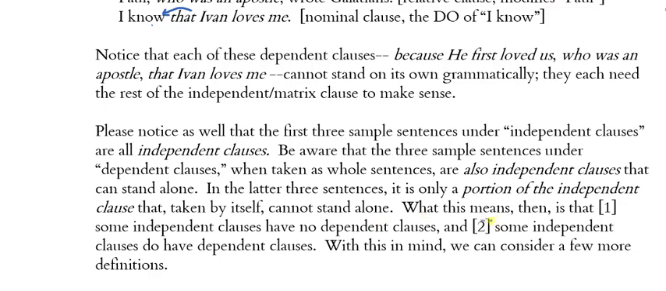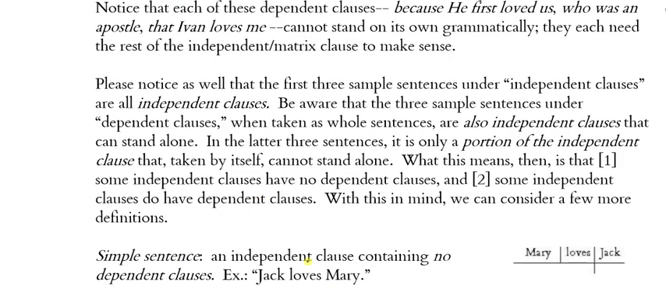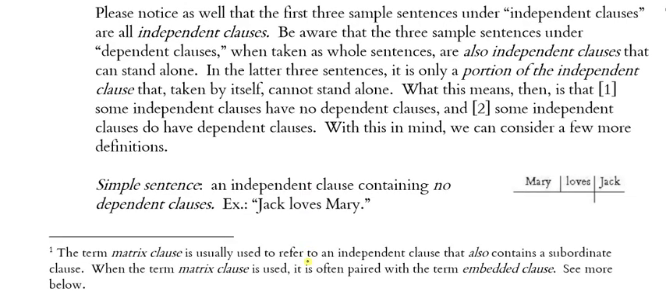And so what this means then is that, number one, some independent clauses have no dependent clause in them. And number two, some independent clauses do have dependent clauses. And with this in mind, we can consider a few more definitions. First of all, there are sentences that we could describe as simple sentences. What's that? An independent clause containing no dependent clauses. If there are no dependent clauses, just an independent clause or a main clause, then this is a simple sentence.